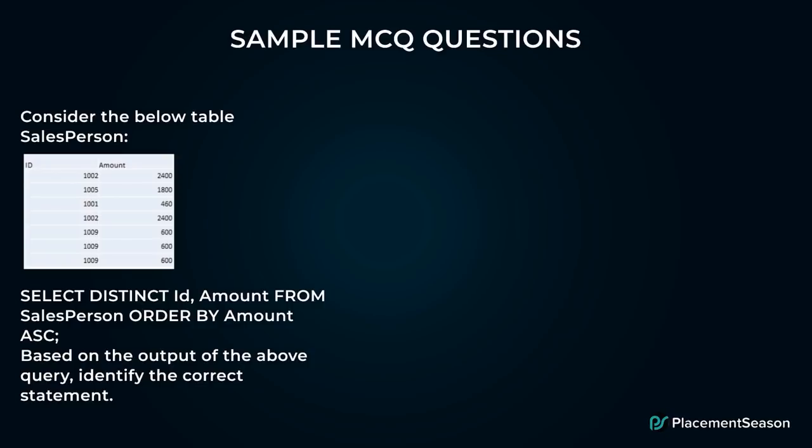We are selecting distinct ID, amount from salesperson, order by amount, ASC means ascending. So we need to get the distinct, that means unique, ID and amount. The combination of ID and amount should be distinct from the table salesperson, and we need to sort the results by amount column in ascending order. Based on the output of the above query, identify the correct statement.